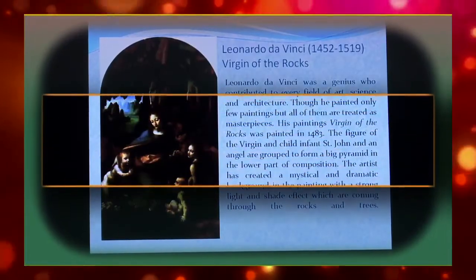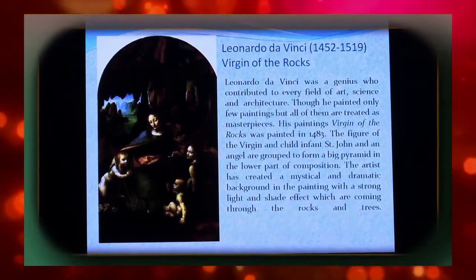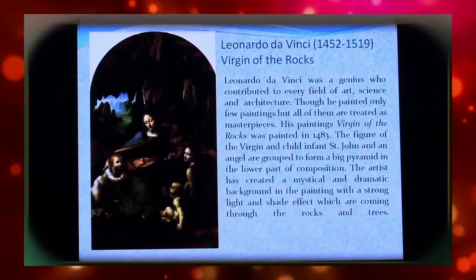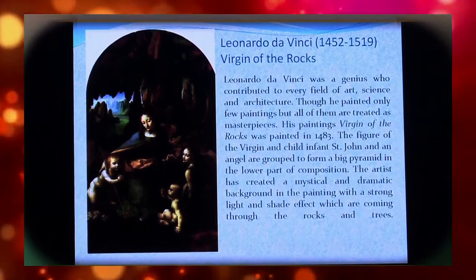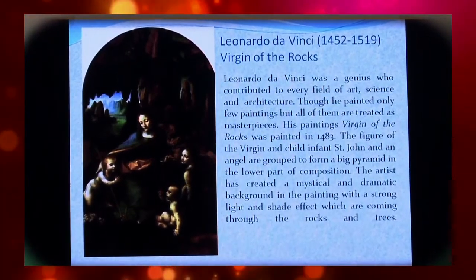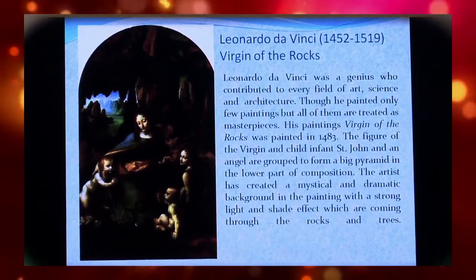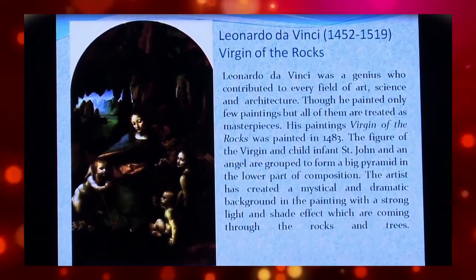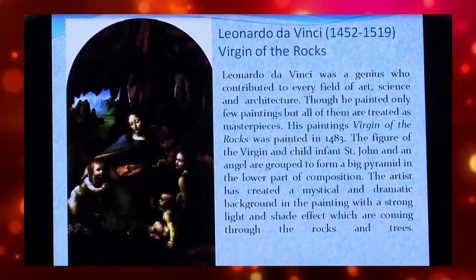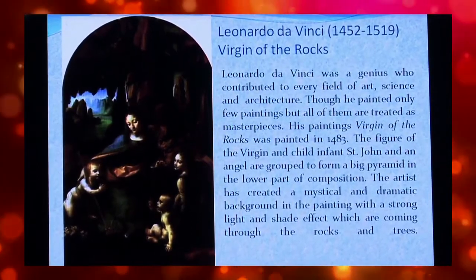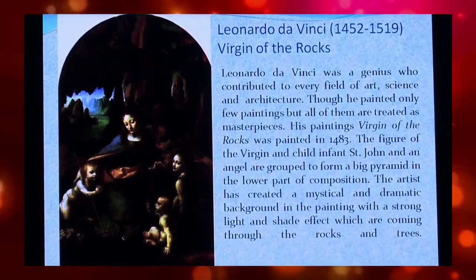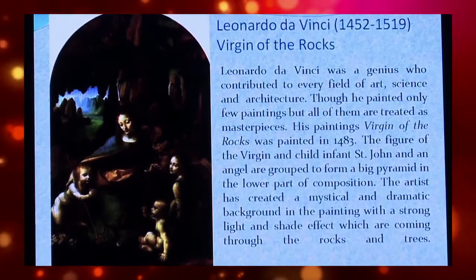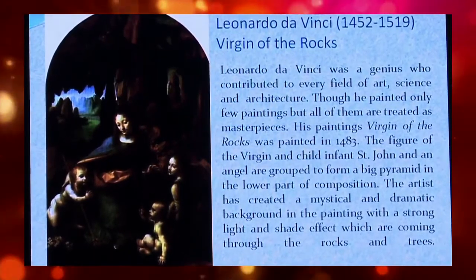Leonardo da Vinci, Virgin of the Rocks. Leonardo da Vinci was a genius who contributed to every field of art, science and architecture, though he painted only a few paintings, but all of them are treated as masterpieces. His painting Virgin of the Rocks was painted in 1483. The figures of the Virgin and child, infant Saint John and an angel are grouped to form a big pyramid in the lower part of the composition. The artist has created a mystical and dramatic background in the painting with a strong light and shade effect which are coming through the rocks and trees.